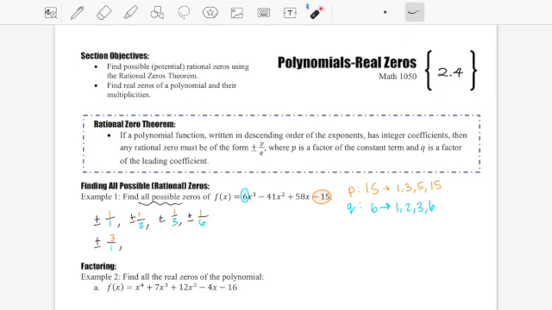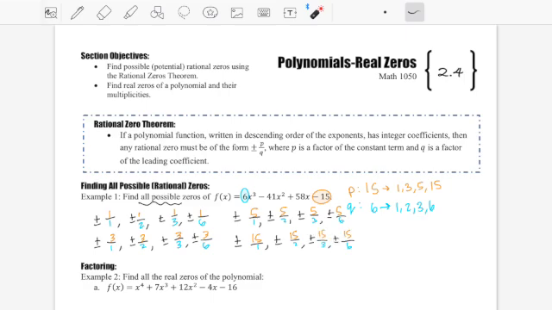We also need to consider that we could have 3, which is the second P factor, over every single one of those, as well as 5 over 1, 2, 3, and 6 also, as well as 15 over 1, 2, 3, and 6.